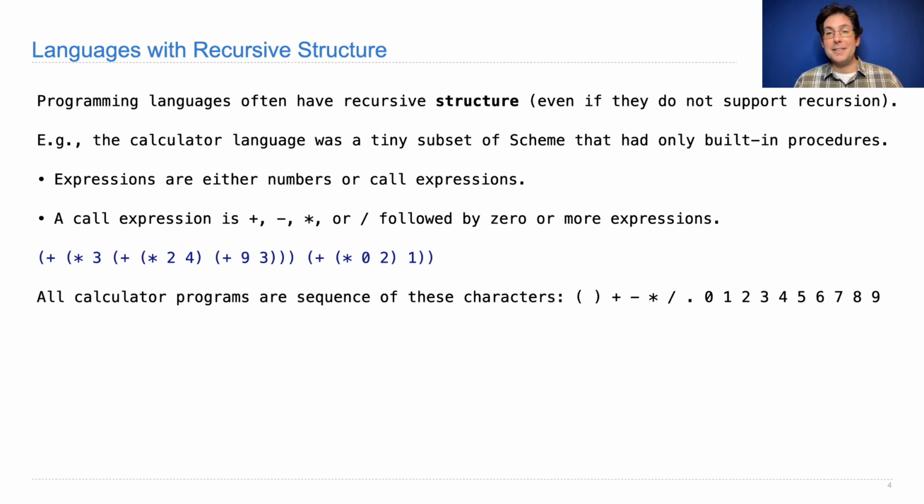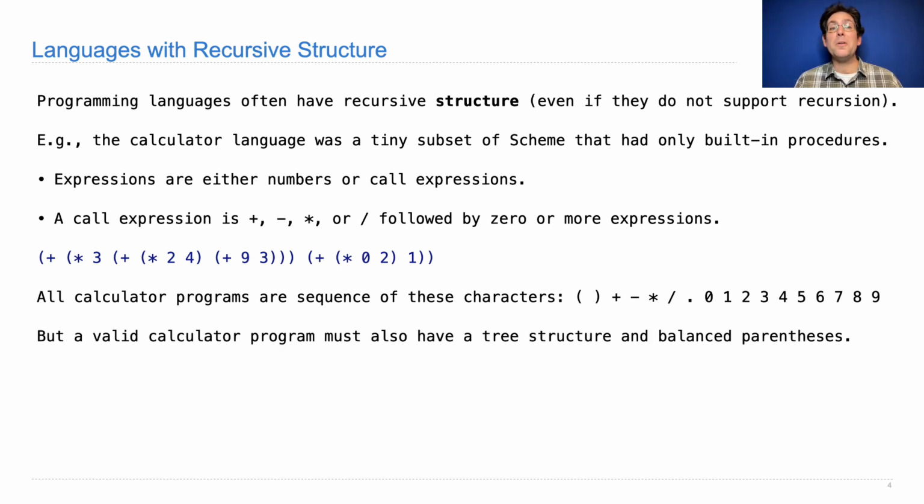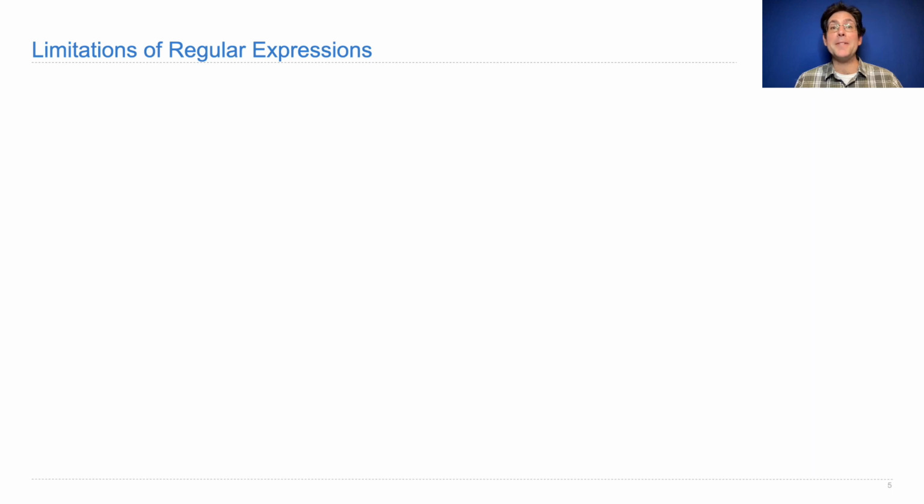Well, part of it is that we need to decide which different characters are allowed in this language, and here's the whole list. But there's more to being a valid calculator program than just containing these characters. It must also have a tree structure with balanced parentheses. That is, every opening parenthesis has to have a closing parenthesis. And as you scan from left to right, there can never be more closing parentheses than there were opening parentheses. The closing ones have to come later. Well, it turns out this last constraint is hard to express using a regular expression.